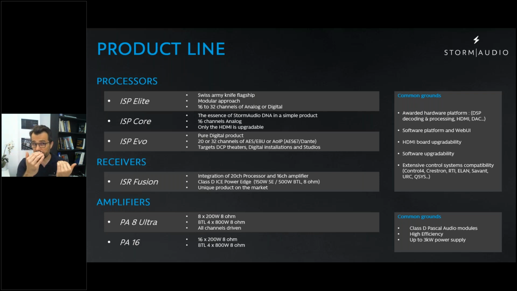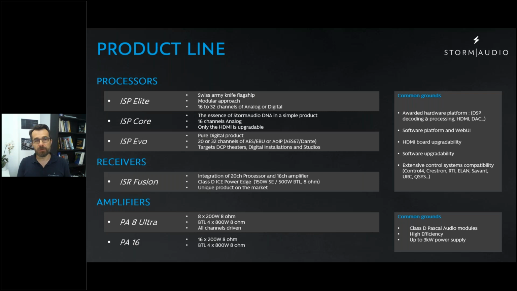So we decided that it should come together with a product that is more an entry-level processor in this high-end market, and this is the ISP Core. It is a 16-channel analog-only platform that can still be upgraded with the HDMI board, and this brings the exact same performance and features as the ISP Elite, apart from some features that are optional through a license that you can buy. But overall, this is the same performance and same sound quality. So this is the ISP Core.